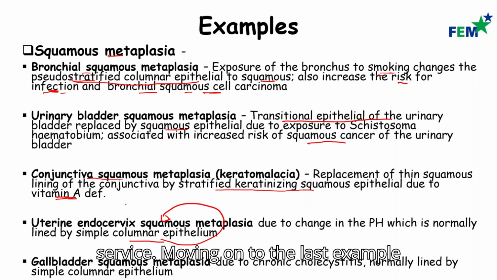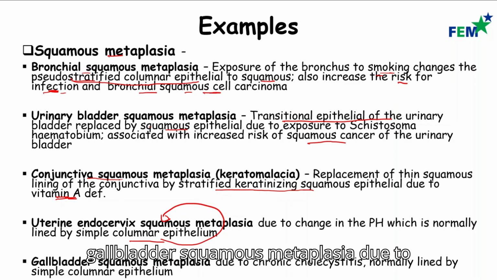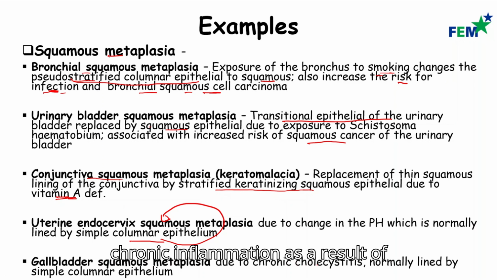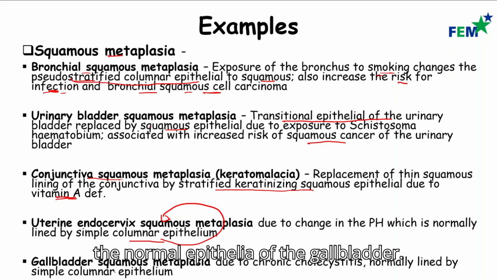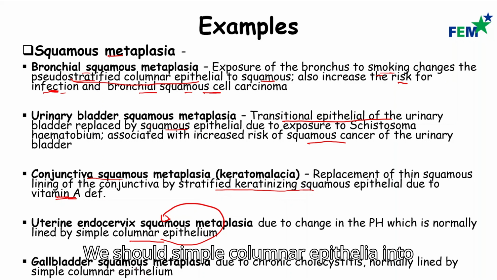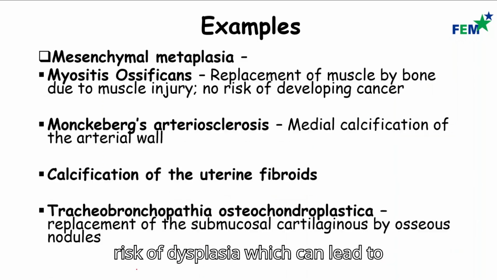Moving on to the last example under squamous metaplasia. This is gallbladder squamous metaplasia due to chronic inflammation as a result of chronic cholecystitis, and that changed the normal epithelia of the gallbladder, which is simple columnar epithelia, into squamous, and that will also carry the risk of dysplasia, which can lead to cancer.